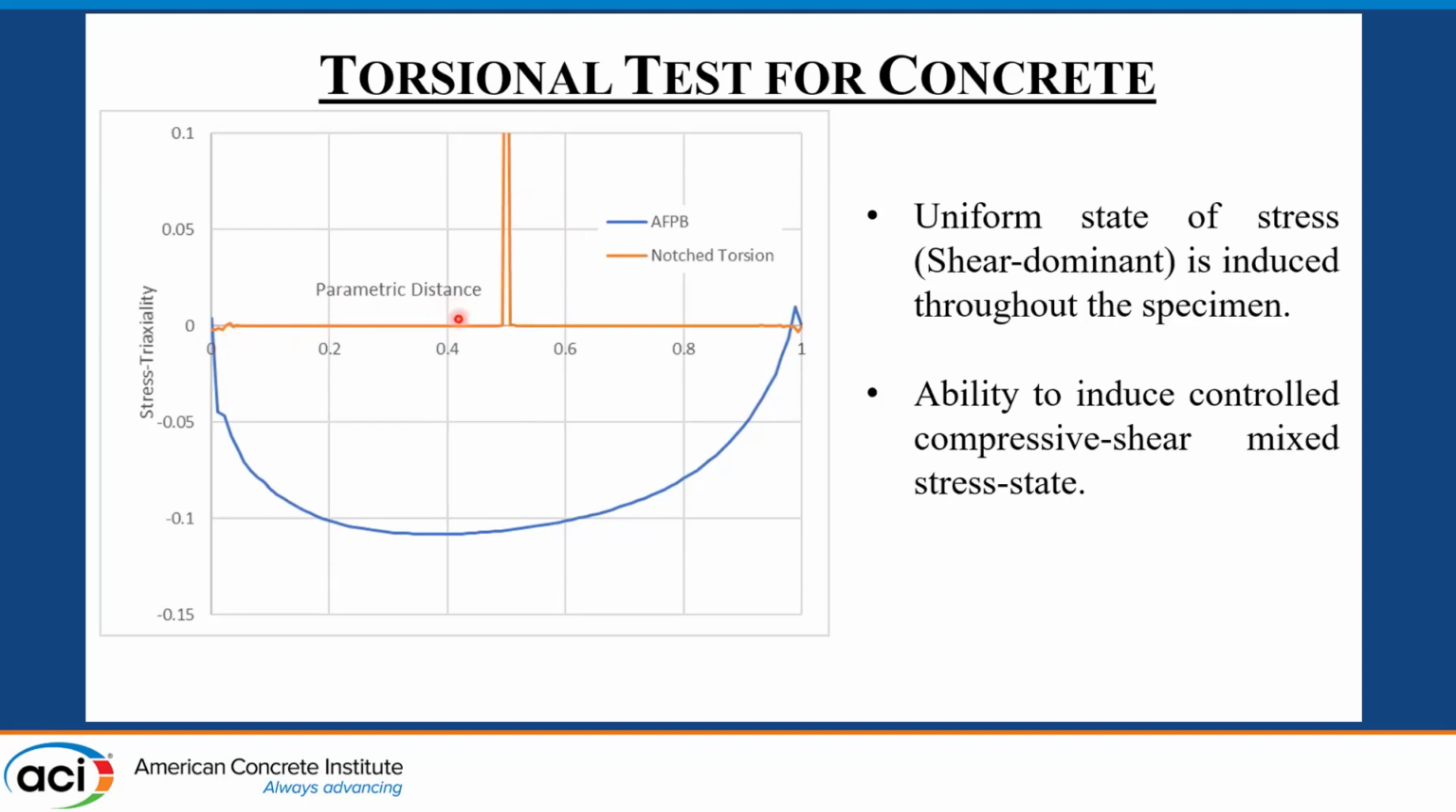The orange graph is for torsion, and the blue one is for the asymmetric 4-point bending, which is the standard one, also called Iosipescu. There you can clearly see that for torsion, you have really smooth triaxiality, with a stress state of triaxiality 0 throughout the section, throughout the diameter of the specimen, as compared to what we have in a standard asymmetric 4-point bending. So that's the main advantage of using torsion for shear.